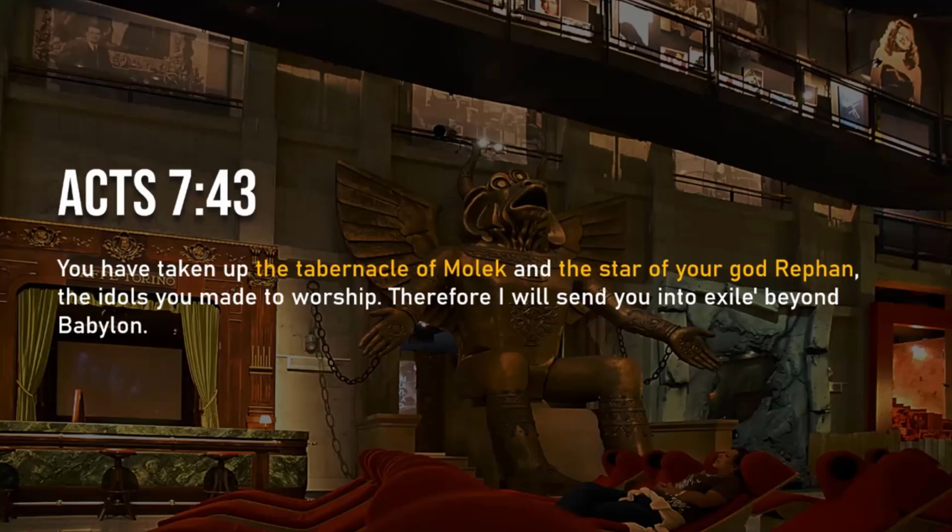If we look at Acts 7:43, it says, "You have taken up the tabernacle of Moloch and the star of your god Raphan, the idols you made to worship. Therefore, I will send you into exile beyond Babylon." Interesting thing here. We have tabernacle of Moloch, but here's the important part. The star of your god Raphan. What is the star of your god Raphan? We have to know what that is.